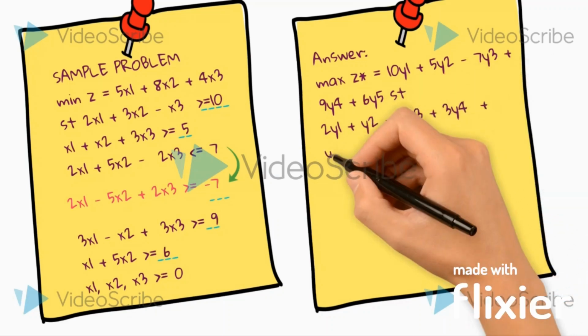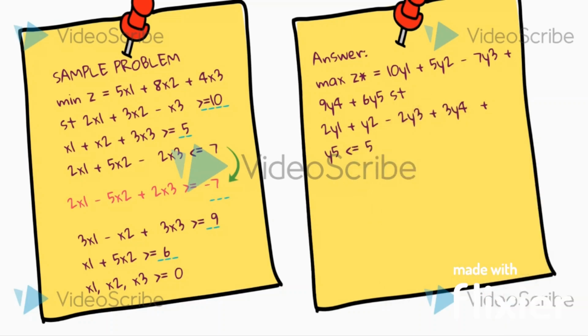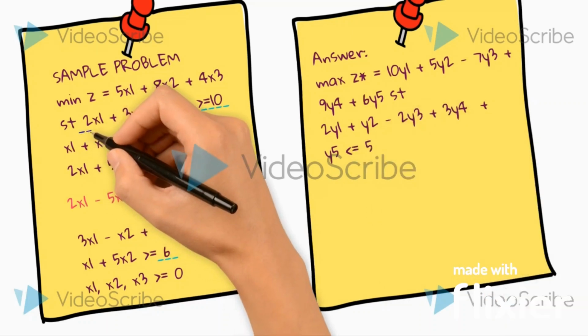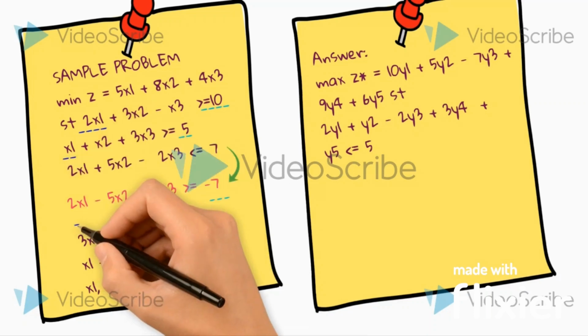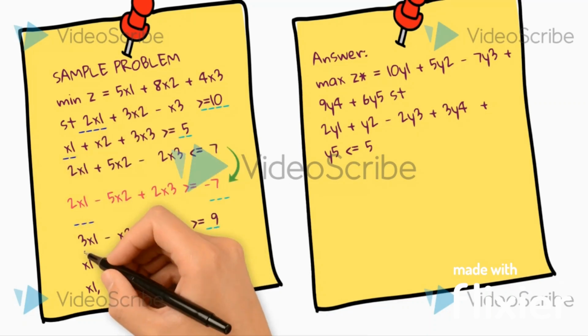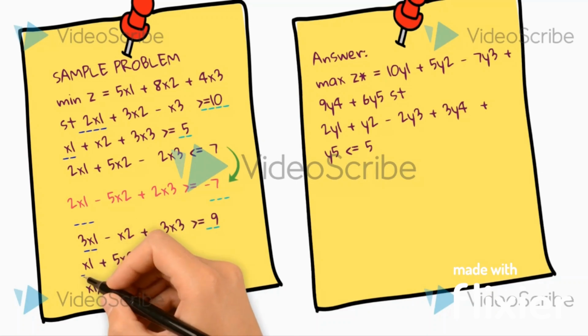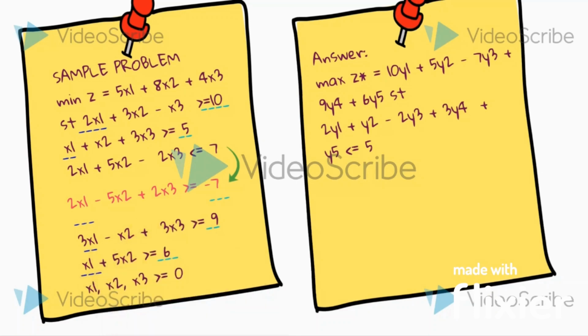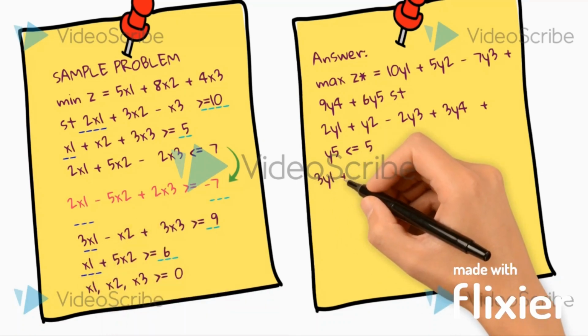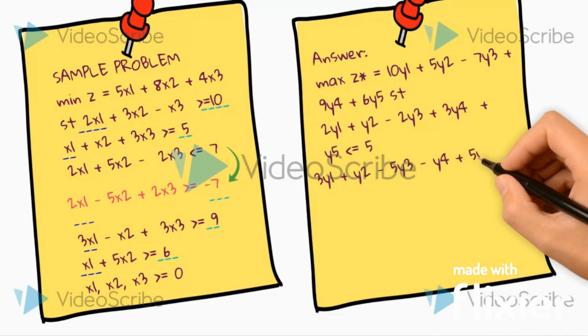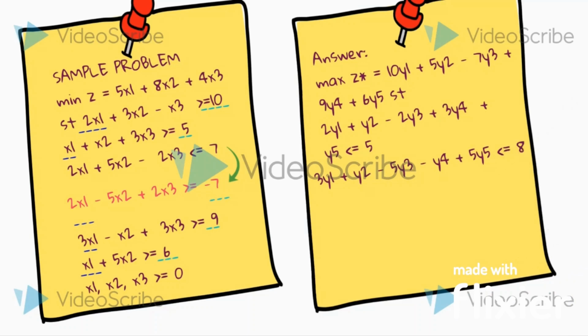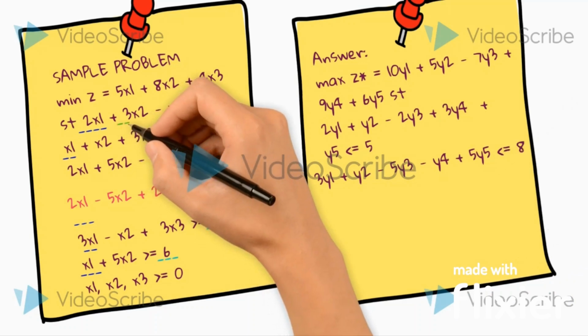Our first constraint is 2y1 plus y2 minus 2y3 plus 3y4 plus y5 less than or equal to 5. How are we getting this? These are the coefficients of the variable x1: 2, 1, 2, 3, and 1. 5 we are getting from the x1 coefficient in the objective function of the minimization problem. Next constraint is 3y1 plus y2 minus 5y3 minus y4 plus 5y5 less than or equal to 8.